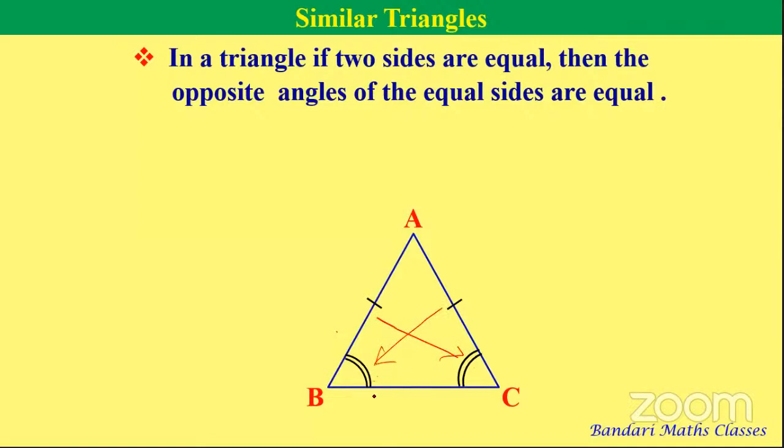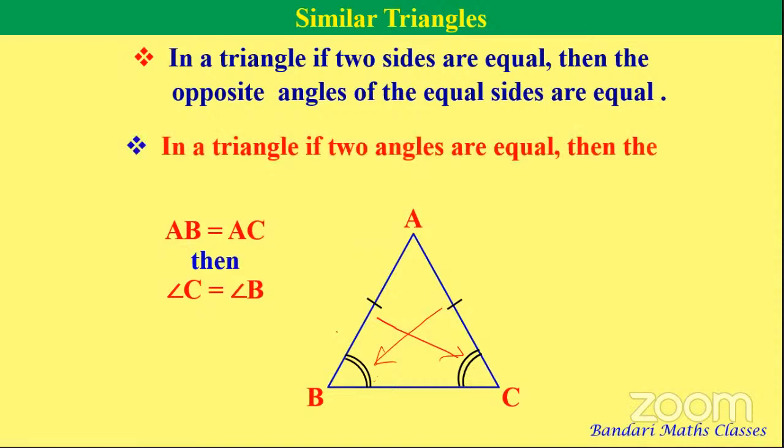We also call these the base angles. When two sides are equal, the triangle is called an isosceles triangle. Here, AB is equal to AC, then angle C is equal to angle B.